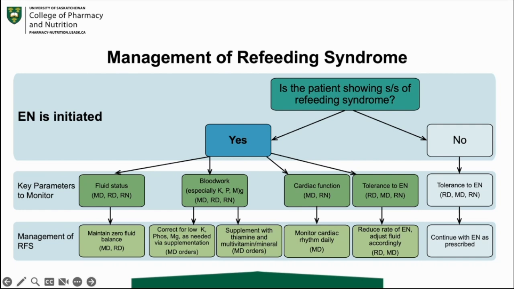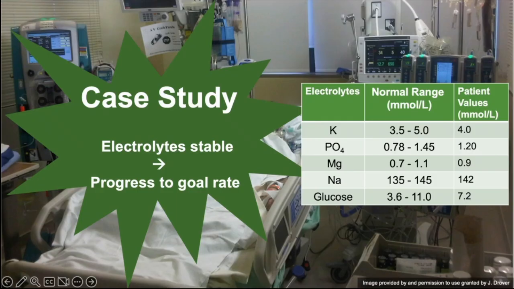As you can see, the management of refeeding syndrome is a multidisciplinary effort that requires a coordinated response from the multidisciplinary team. If you remember from the third video of this video series, Jonathan Doe was determined to be at high risk for refeeding syndrome, and while his goal rate for EN infusion was determined to be 75 milliliters per hour, he was started at 15 milliliters per hour to reduce his risk of developing refeeding syndrome.